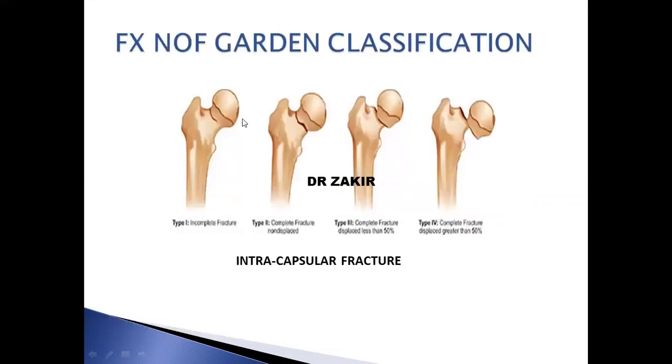Now the classification of fracture neck of femur. To classify the fracture neck of femur, we use the Garden classification. It has 4 types. Type 1 is impacted or incomplete fracture. Type 2 is complete fracture but undisplaced. Type 3 is complete fracture but less than 50% displacement. And type 4 is complete fracture and displacement is more than 50%. You can see here impacted, undisplaced, mildly displaced, and completely displaced fracture.